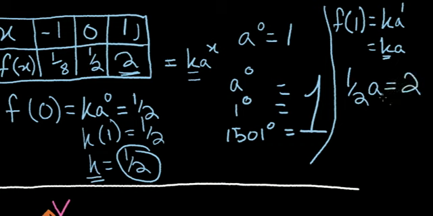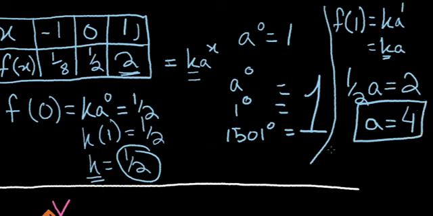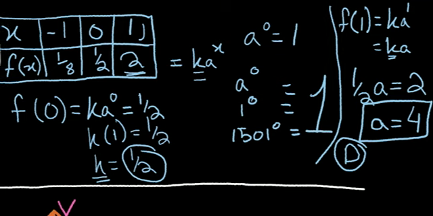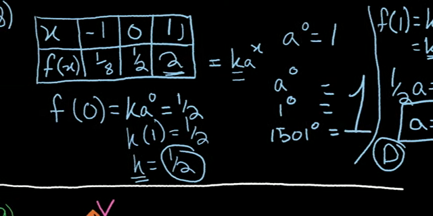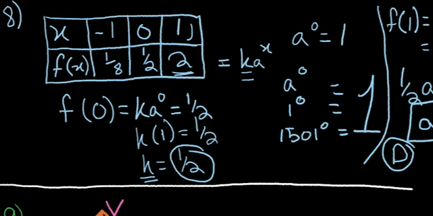And to remove this fraction, we multiply both sides by 2. 2 times half is 1. 2 times 2 is 4. So a equals 4. That's choice D. It's actually quite complicated, but once you figure out the value of k, it starts getting pretty straightforward.